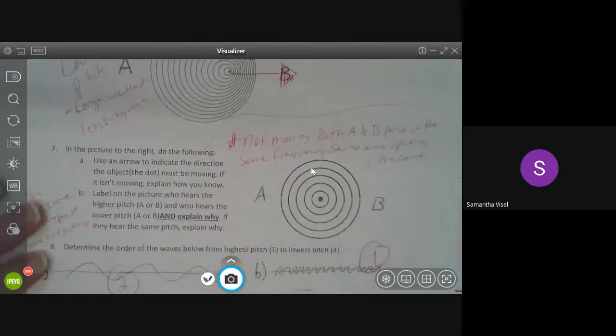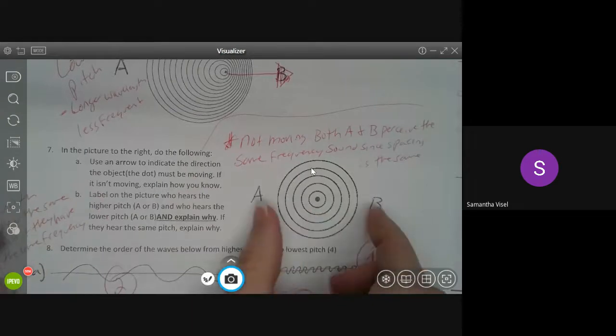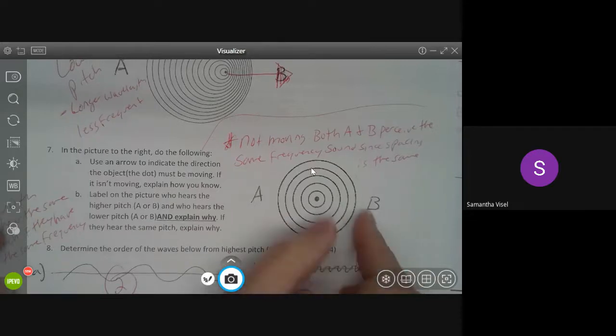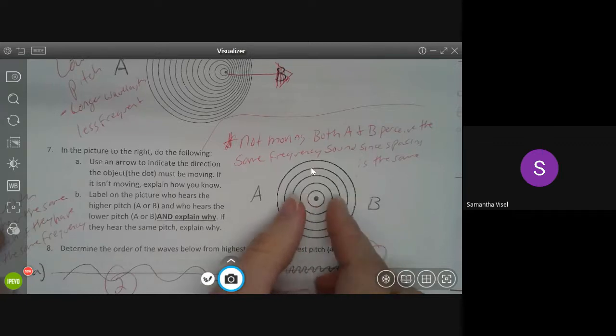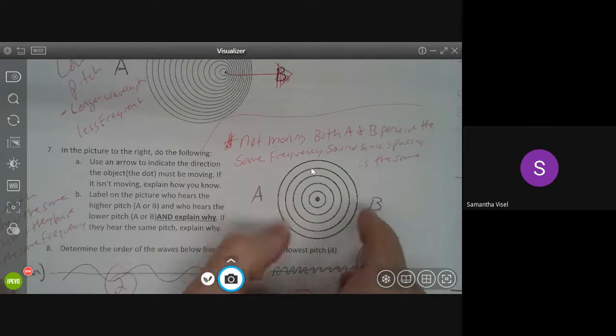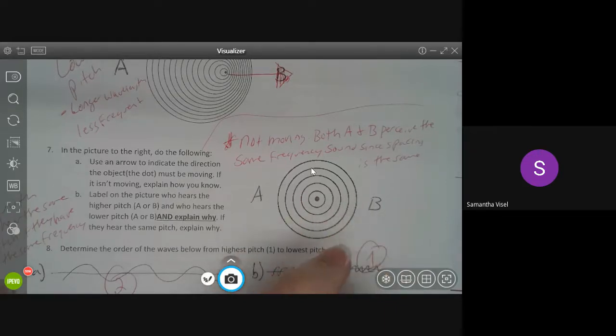This is our stationary example. So in this particular example, here I have A and B. My dot is in the center, and notice the waves are evenly spread out in all directions. So if they're even in all directions, then person A and B would hear the same pitch. The wavelength is the same, so that means the frequency is the same. So both A and B would perceive the same frequency sound since the object is not moving. So it's emitting the sound evenly in all directions.